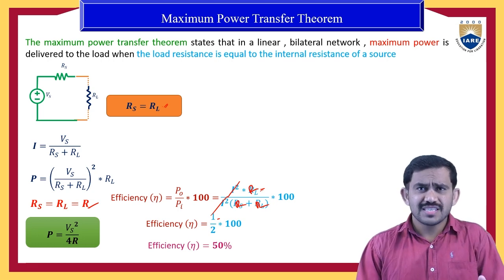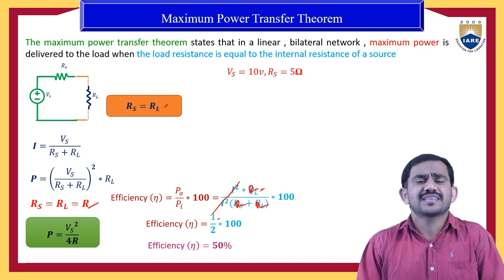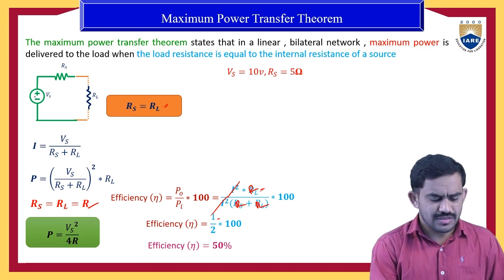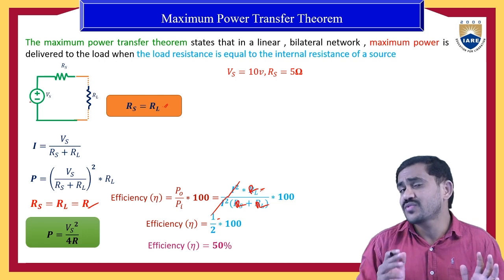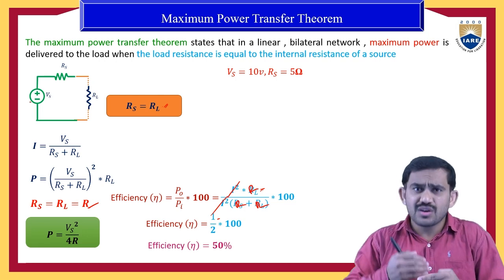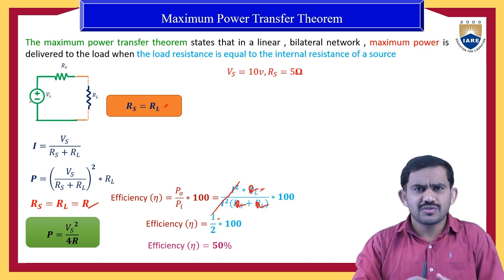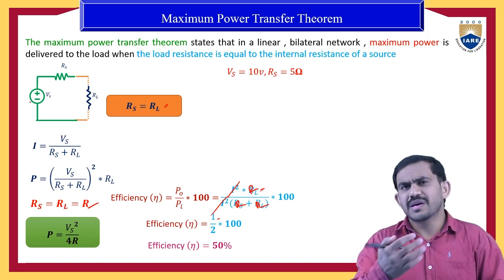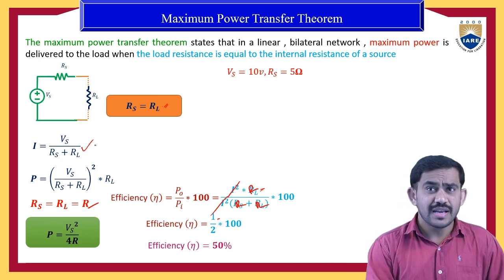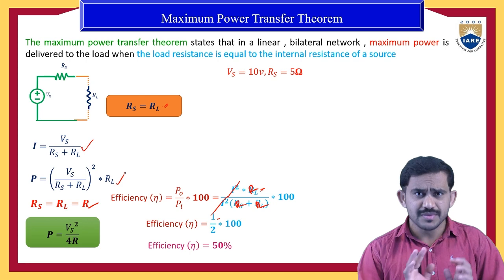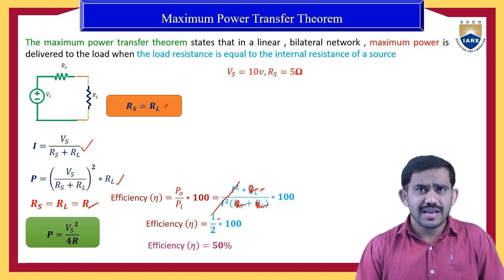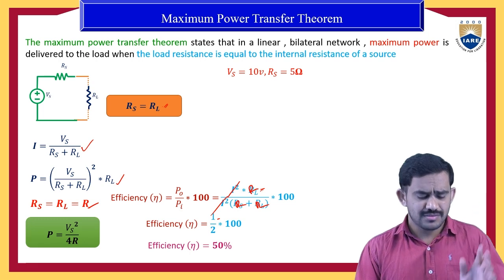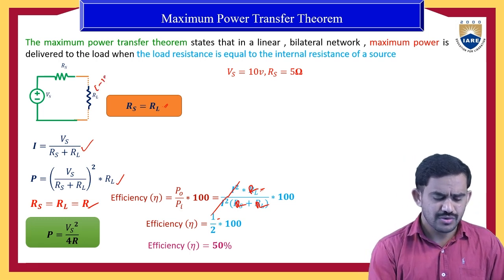Assume the voltage is 10 volts and the resistor is 5 ohms. That means the internal resistor is 5 ohms. Just vary the load resistance one by one, from 1 to 10, and observe what the current value and the power value are.